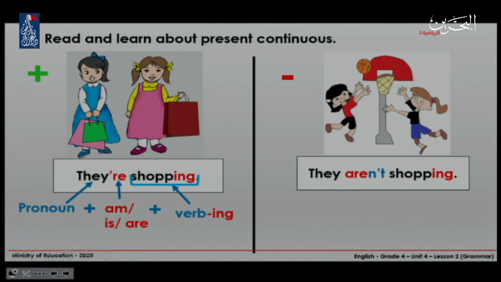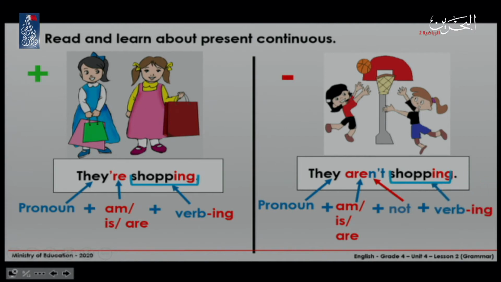Let's see the negative form. They aren't shopping. Again, what do we start with? Very good, we start with the pronoun. And then we add verb to be, and here we have are, and then not, so it will become aren't, or we can also say are not. And finally, we add the verb plus ing. They aren't shopping, or they are not shopping.